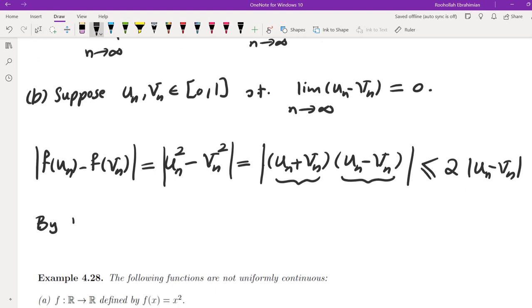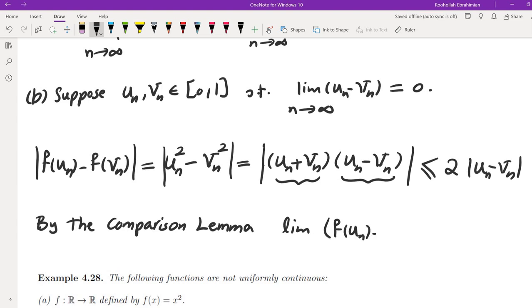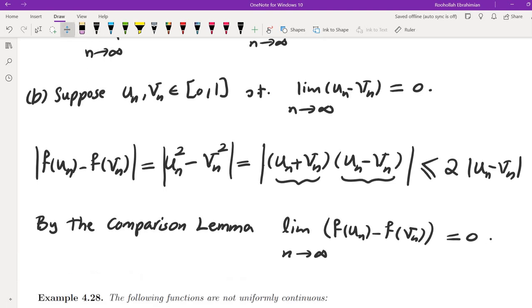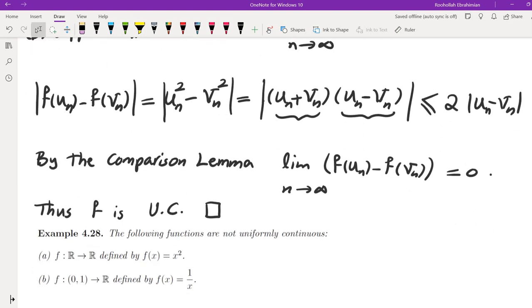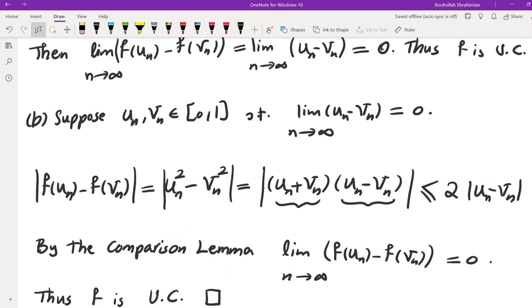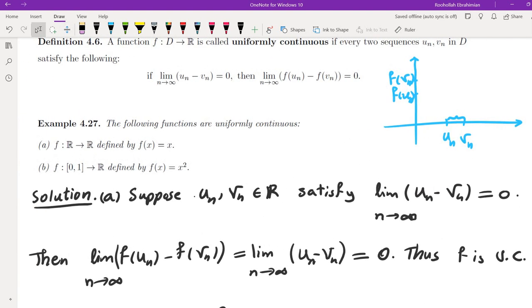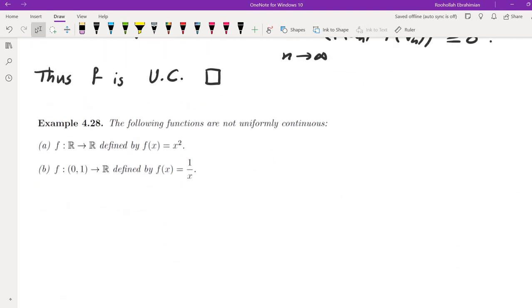So by the comparison lemma, the limit of f of un minus f of vn is in fact 0 as n approaches infinity. And this tells us that f is uniformly continuous. And that's the end of the proof. So these were two examples of functions that were uniformly continuous. Okay, let's look at a couple of examples of functions that are not uniformly continuous.